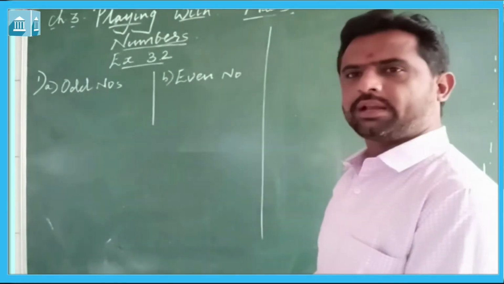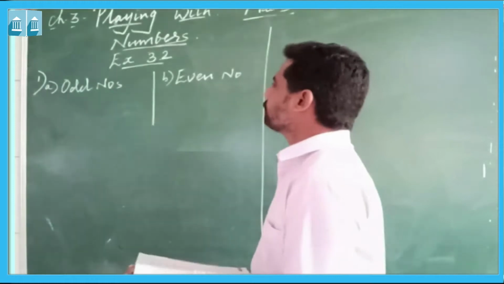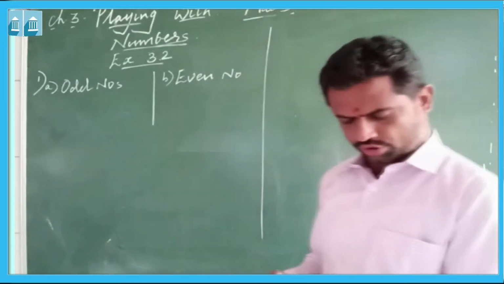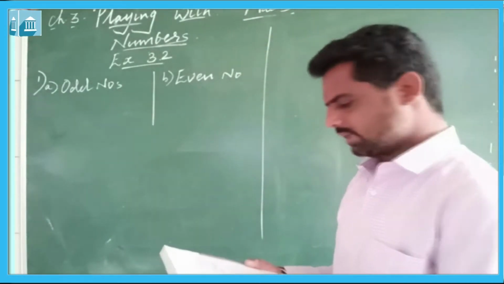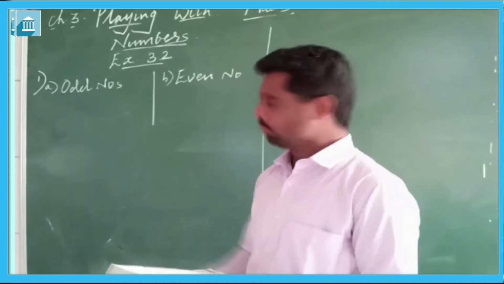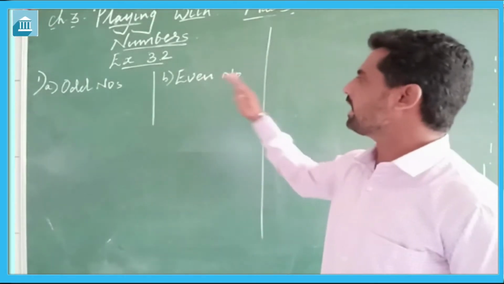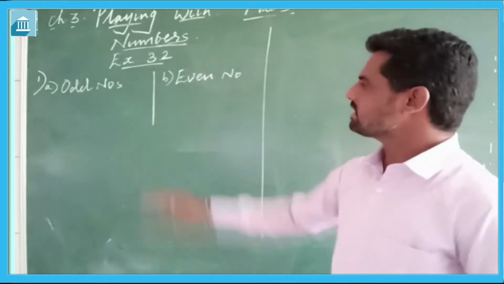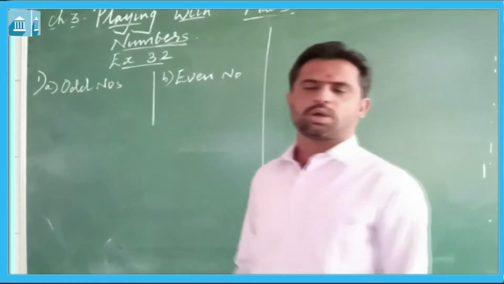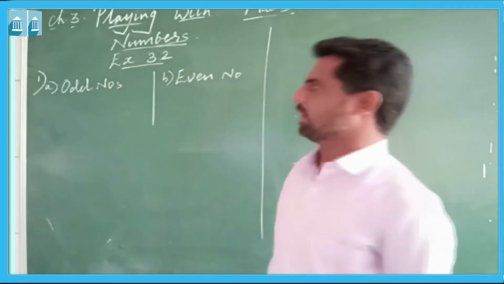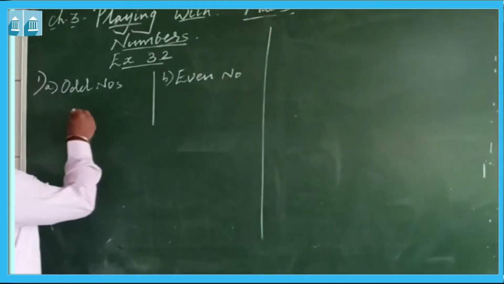Now, let us begin exercise 3.2. Exercise 3.2, question number 1 is: what is the sum of any 2 odd numbers? Second is even number. Now let us see first odd number. What is the sum of 2 odd numbers? Let us see 2 odd numbers.